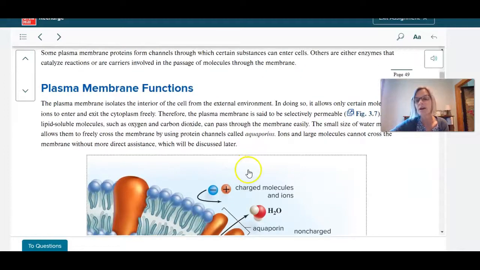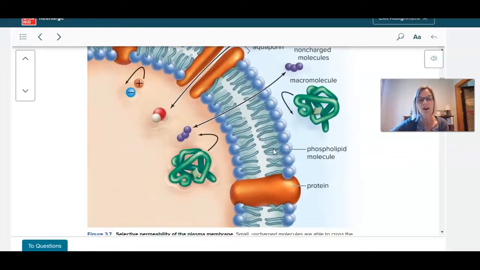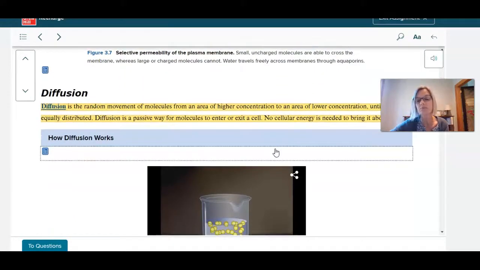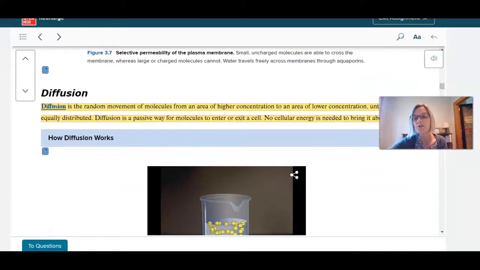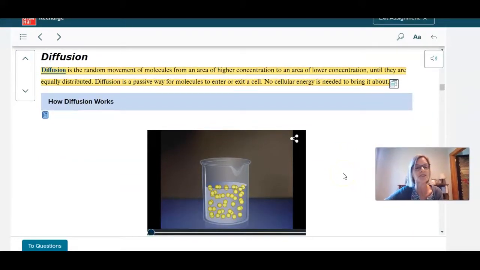The main reason why I wanted to talk about the membrane is to talk a little bit about how molecules move into and out of the membrane. And there's a lot more detail here, and I just wanted to touch on 2 major things called diffusion and osmosis. Now, you're familiar with the concept of diffusion, whether you realize it or not. It's just the random movement of molecules from a high concentration to a low concentration until they're equally distributed.